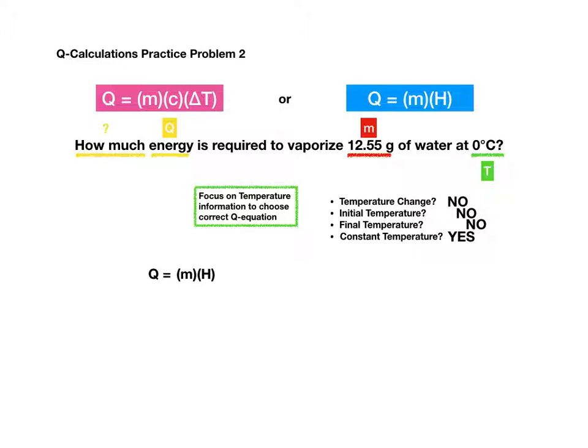The next big idea is I need to look for clues. What type of H value should I use? When I look back at the word problem, I notice the word vaporize. And vaporize tells me which H value to use, the heat of vaporization.